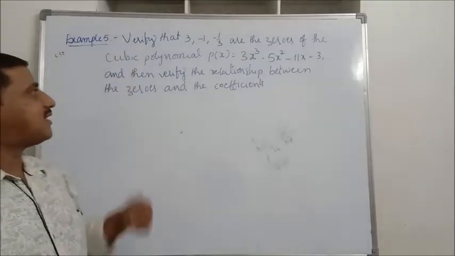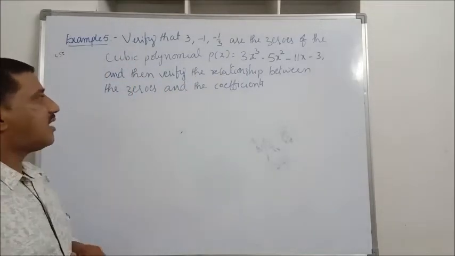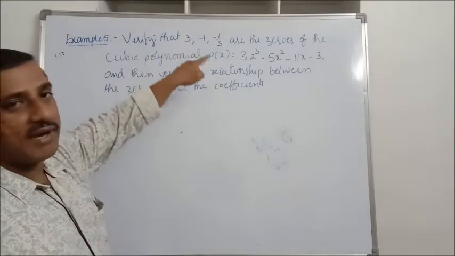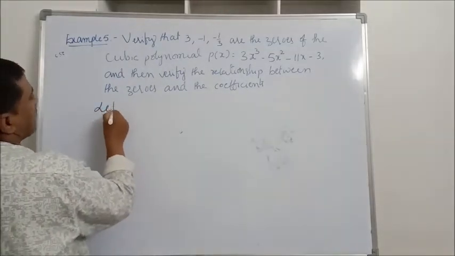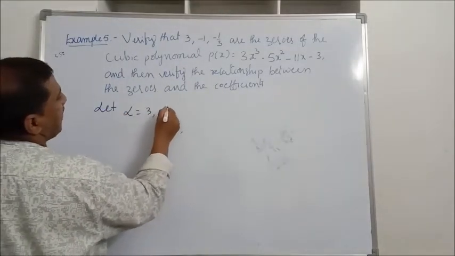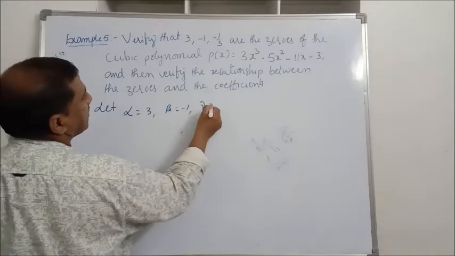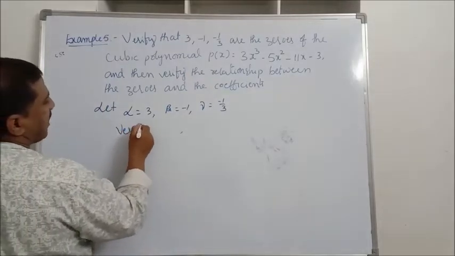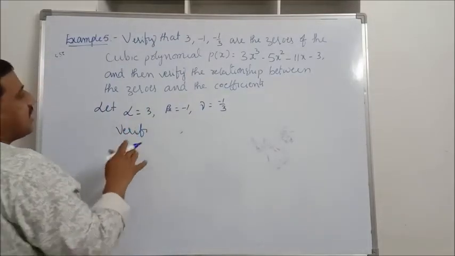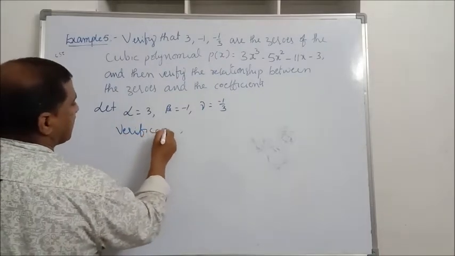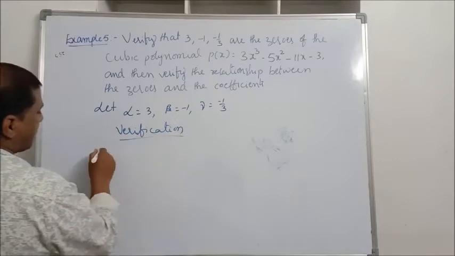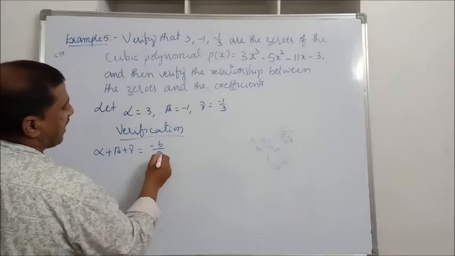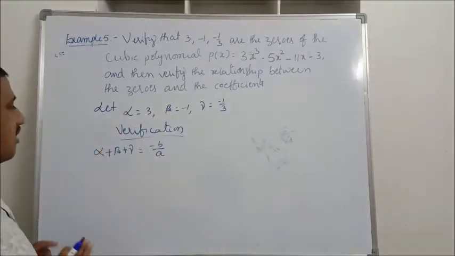Now the second part of the sum, that is, verify the relationship between the zeros and the coefficients. So the zeros are 3, minus 1, minus 1 by 3. Let alpha be equal to 3, beta equal to minus 1, gamma equal to minus 1 by 3. So now we are verifying the relationship between the zeros and coefficients. Verification: the sum of the zeros, that is alpha plus beta plus gamma, is equal to minus b by a. We will verify whether it is satisfied or not.